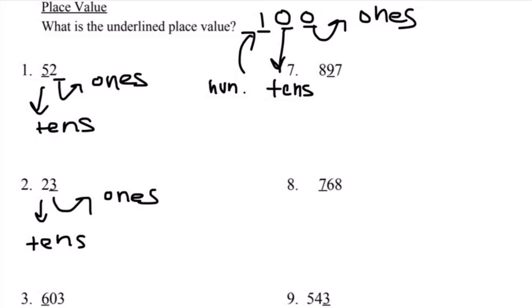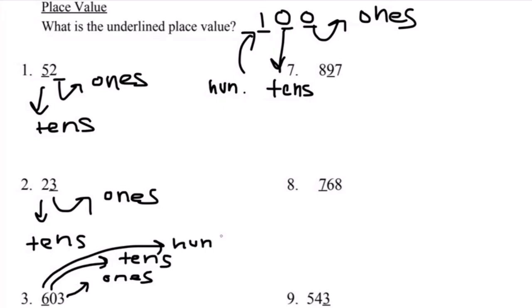Number 3, they underline the number 6 in 603. Well, we know that the number 3 represents our ones value because 3 is our ones. The 0 in 603 represents our tens value. And last but not least, the 6 in 603 should represent our hundreds value, because 600 in 603 represents our hundreds.